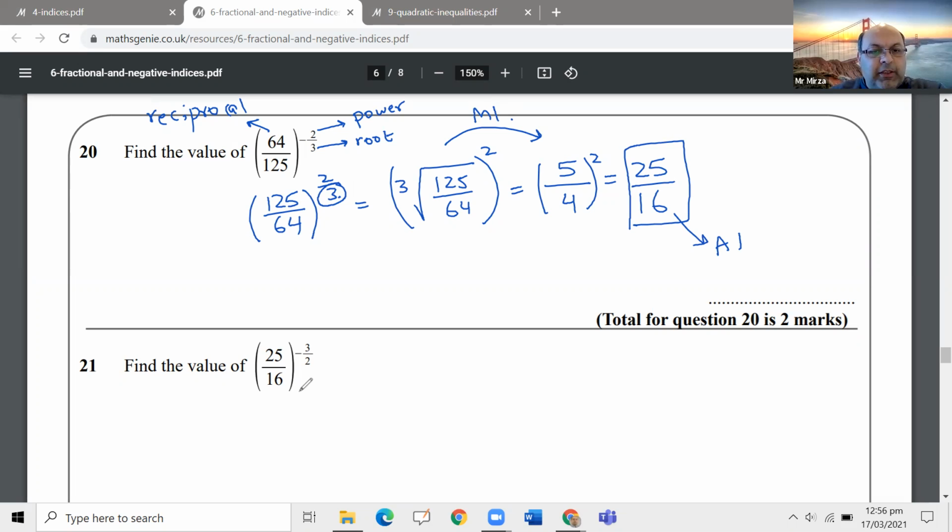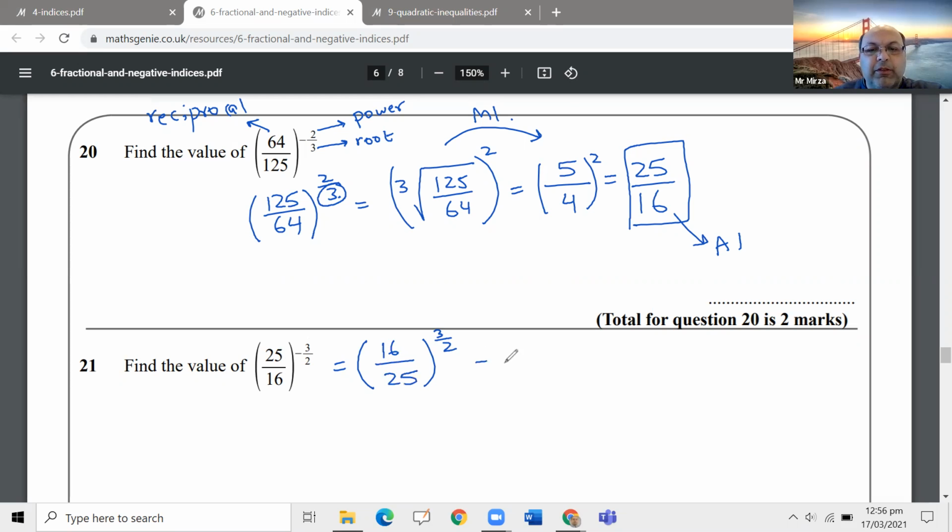Same question here, but of course the powers are different. So the first step is to change a negative power into a positive power. So minus 3 over 2 becomes plus 3 over 2. And then the reciprocal of 25 over 16, if you flip it, you get 16 over 25.